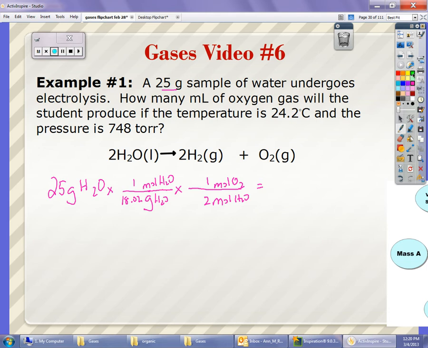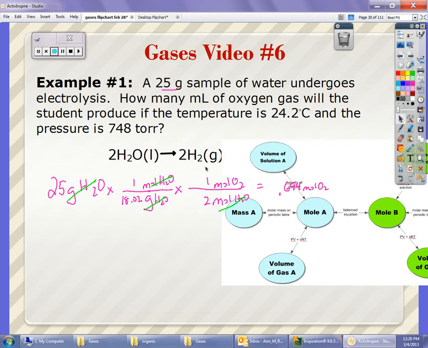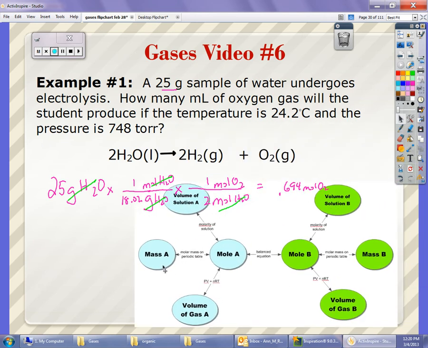Let's see how things cancel out. The moles of water cancels out. The grams of water cancels out. And when we're done, we're going to get moles of O2. So multiply across the top, divide the bottom, and you get 0.694 moles of oxygen. Okay, next step. We have gone from mass of water, to moles of water, to moles of oxygen. Now we're going to go from moles of oxygen to volume using PV=nRT.